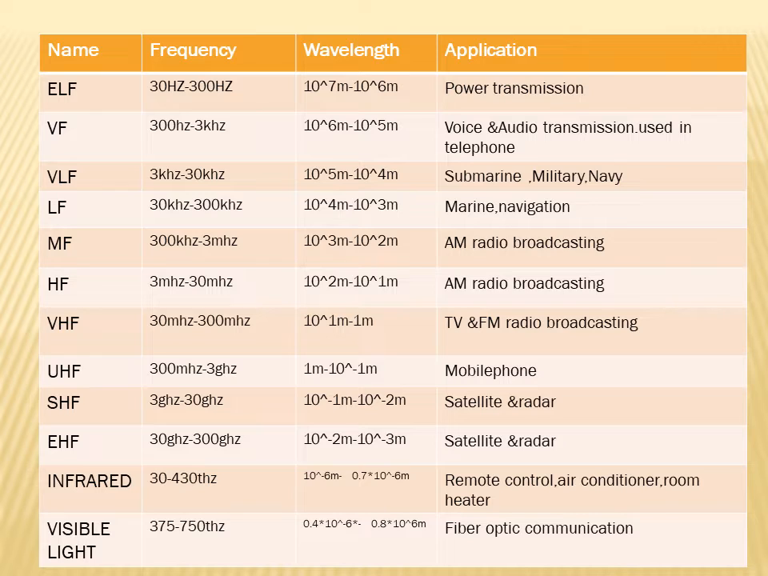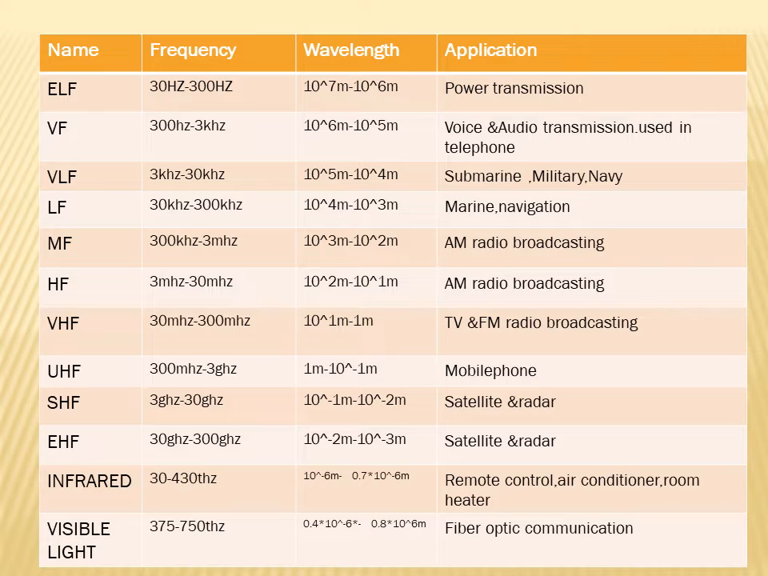Okay. First one, it is the ELF. So what is the ELF? It is the extremely low frequency. Its frequency range is 30 Hz to 300 Hz, and wavelength is 10^7 meter to 10^6 meter, and it is used for power transmission.